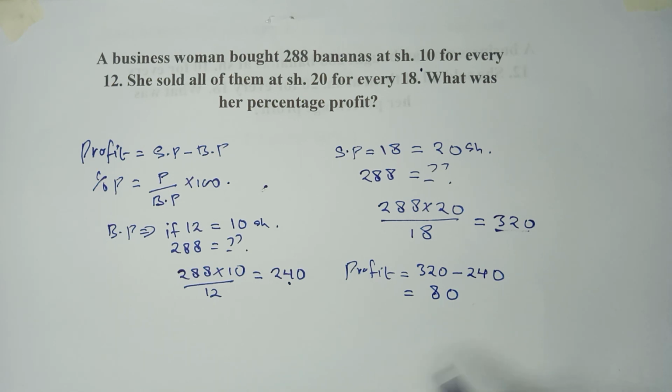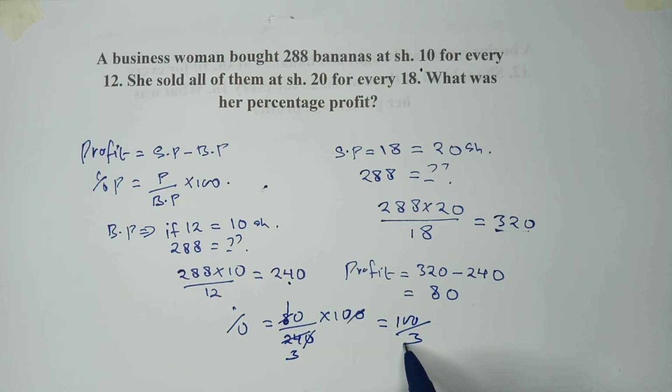Now they want percentage profit. So we say percentage profit will be the profit, which is 80, divided by the buying price, which is 240, times 100. So if you simplify this one, 80 over 240 is 1 over 3, so we're going to get 100 over 3. So this one can be done as 33 1/3%. So that one becomes your percentage profit.